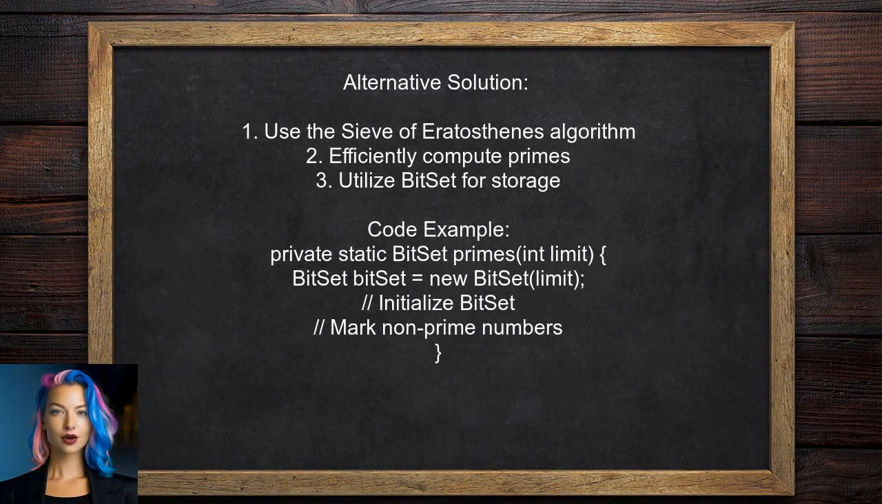An alternative approach suggested by a user involves using the sieve of Eratosthenes algorithm. This method efficiently computes prime numbers up to a specified limit using a bit set.